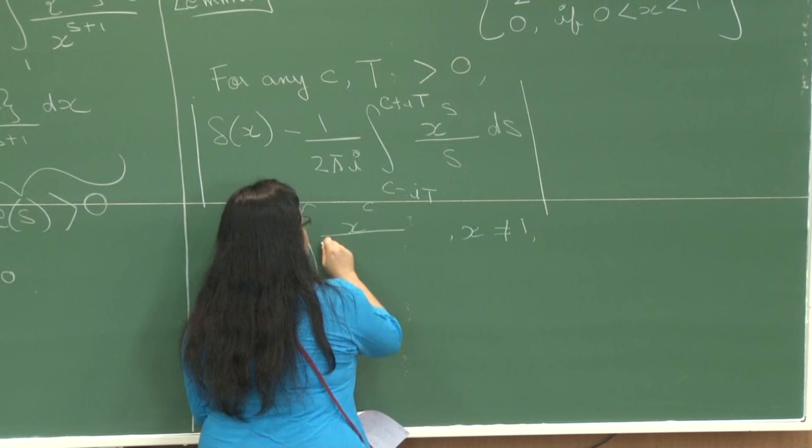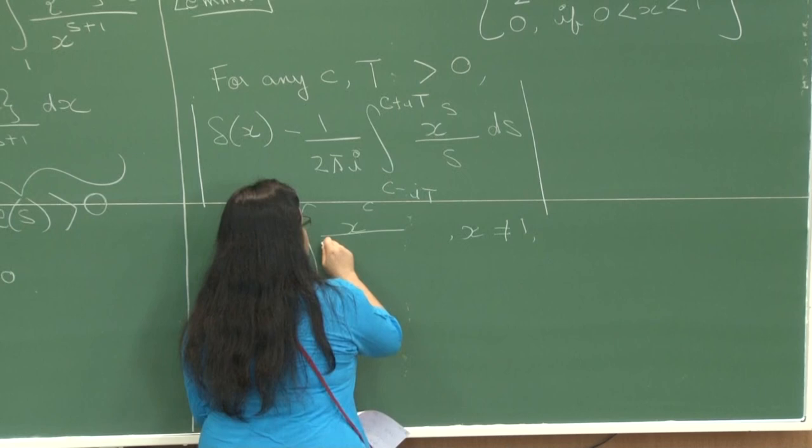So, here this was giving you an effective error estimate. So, if you were going in fact from c minus i infinity to c plus i infinity, this actually is exactly equal to 0, and therefore, your partial sum can be written as this contour integral.